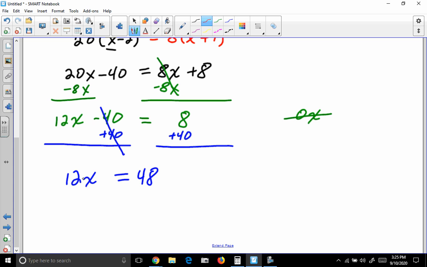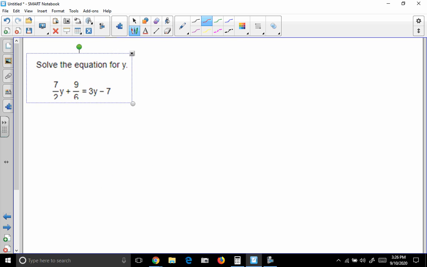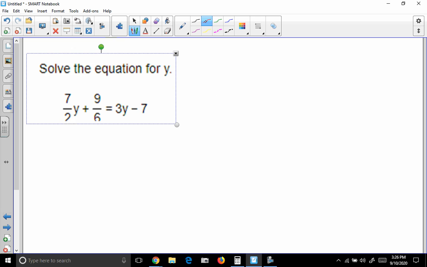And then to get x by itself, divide both sides by 12. Because 12 over 12 makes 1. So 1x, or x. 48 divided by 12 is 4. So we're able to get x by itself. Let's do this one. And this is a 2.